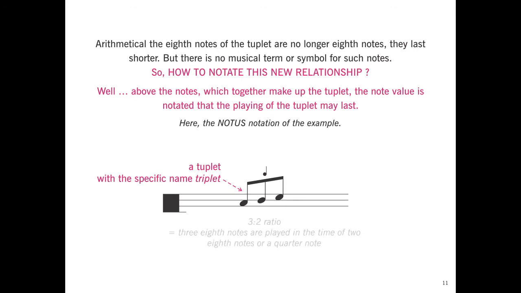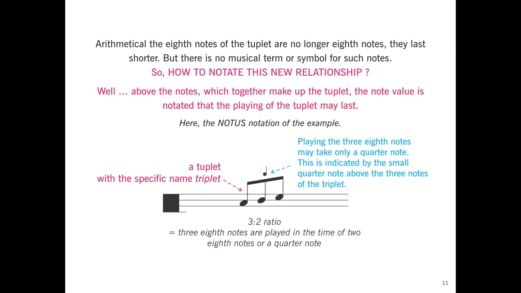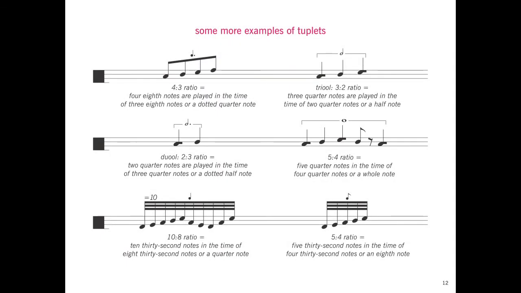Triplet. This tuplet has a 3:2 ratio. This means that 3 eighth notes are played in the time of 2 eighth notes, which is the same as a quarter note. Playing the 3 eighth notes may take only a quarter note. This is indicated by the small quarter note above the 3 notes of the triplet. Some more examples of tuplets.